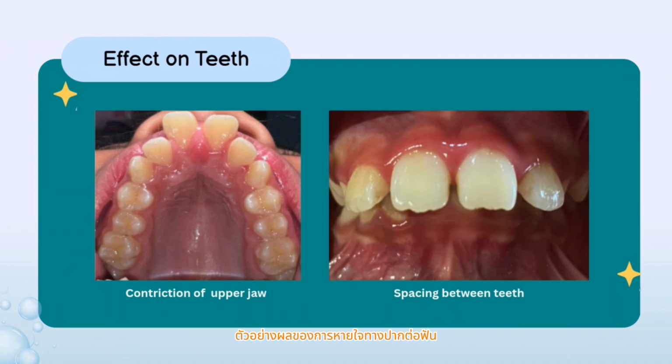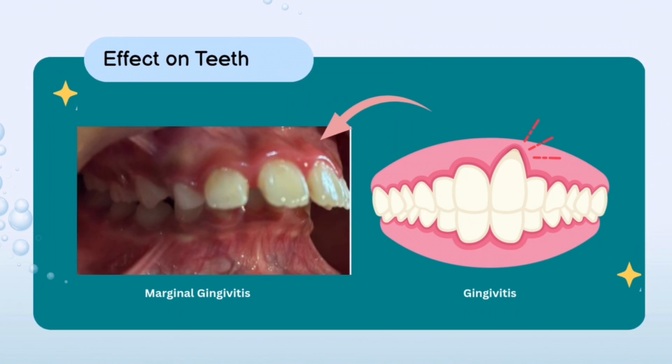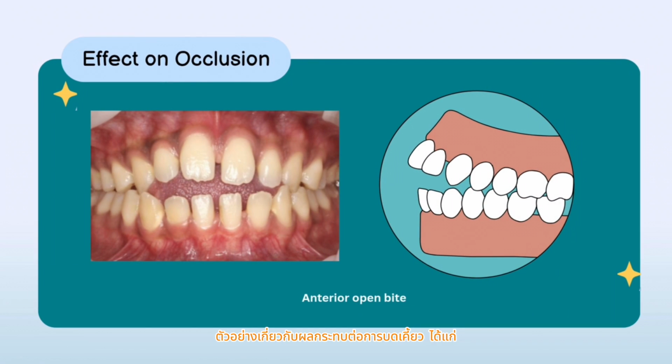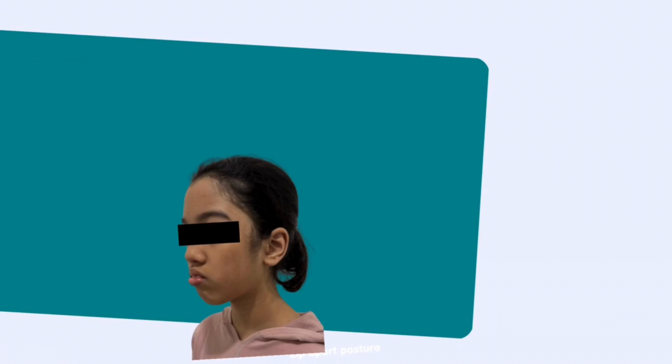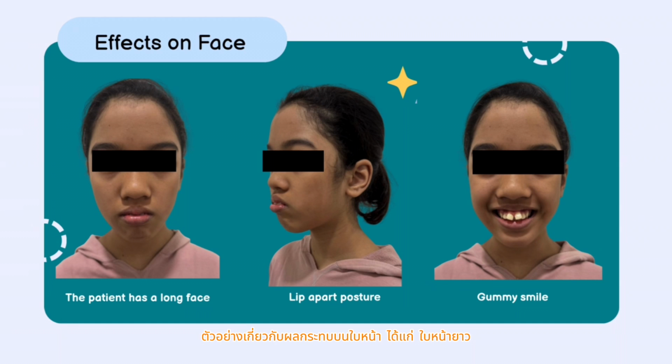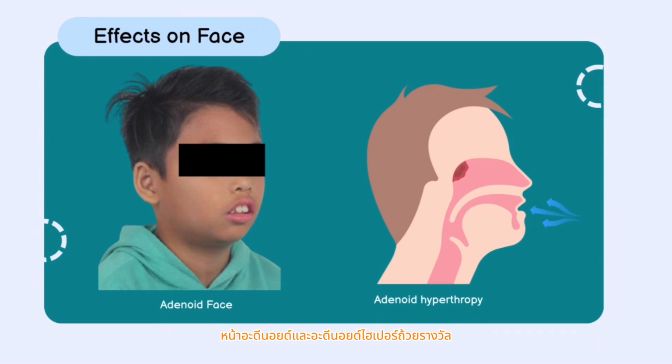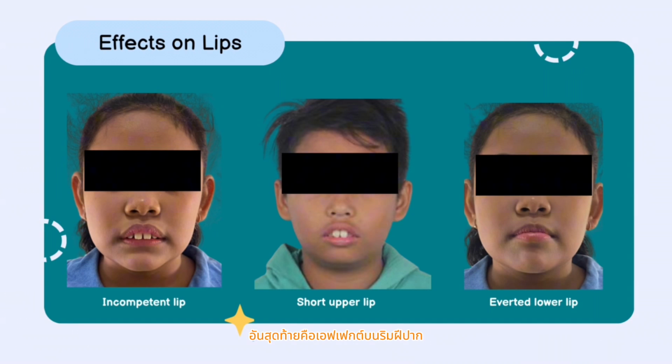Examples of the effect of mouth breathing on the teeth include constriction of the upper jaw, spacing between teeth, and marginal gingivitis. Examples of the effect on occlusion include anterior open bite, protrusion of the anterior teeth, and posterior crossbite. Examples of the effect on the face include long face, lip apart posture, gummy smile, adenoid face, and adenoid hypertrophy. The last one is the effect on the lips, which include incompetent lip, short upper lip, and everted lower lip.